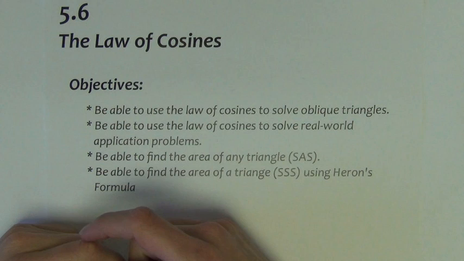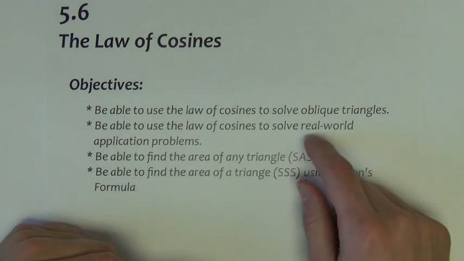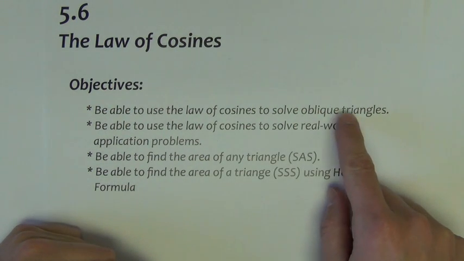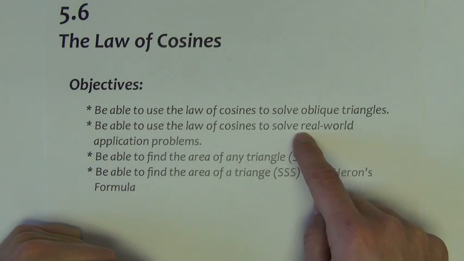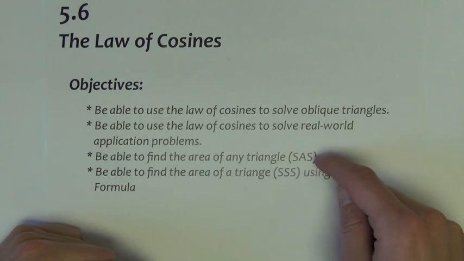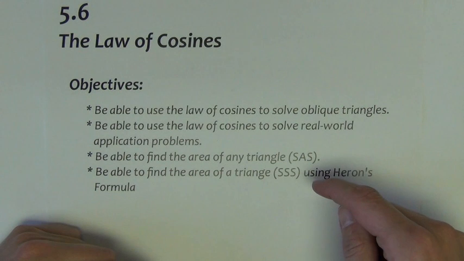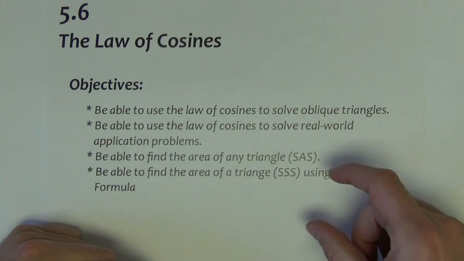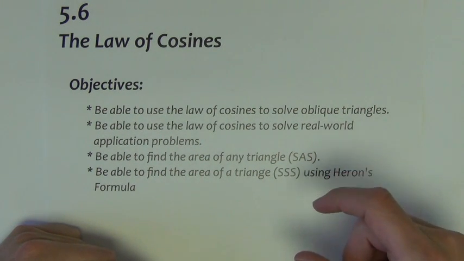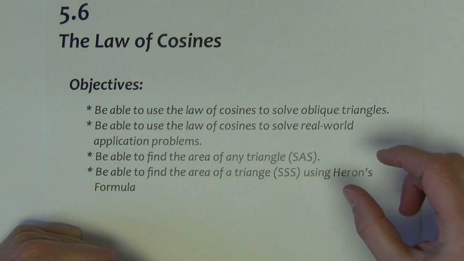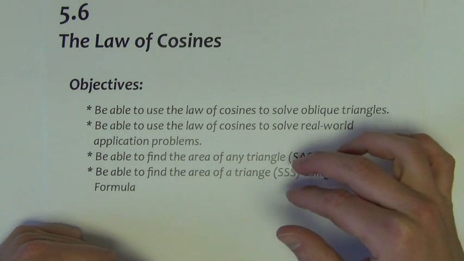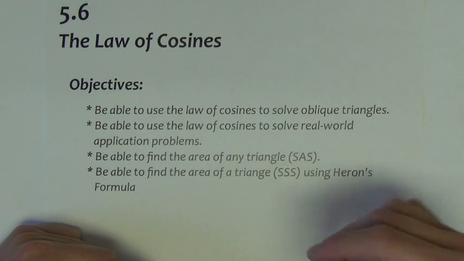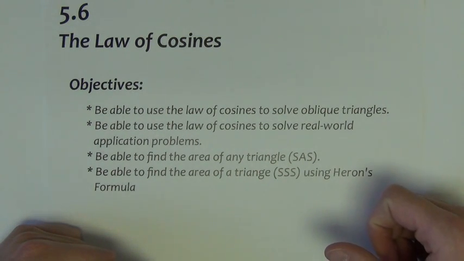The last section in Chapter 6 gives us another law to solve oblique triangles, so non-right triangles, which we'll use in some real-world applications. We'll finish the chapter talking about how to find the area of any triangle, not just the right triangles with the half base times height formula, but any oblique triangles. These two formulas give us ways to find areas of any triangle that we want to find.